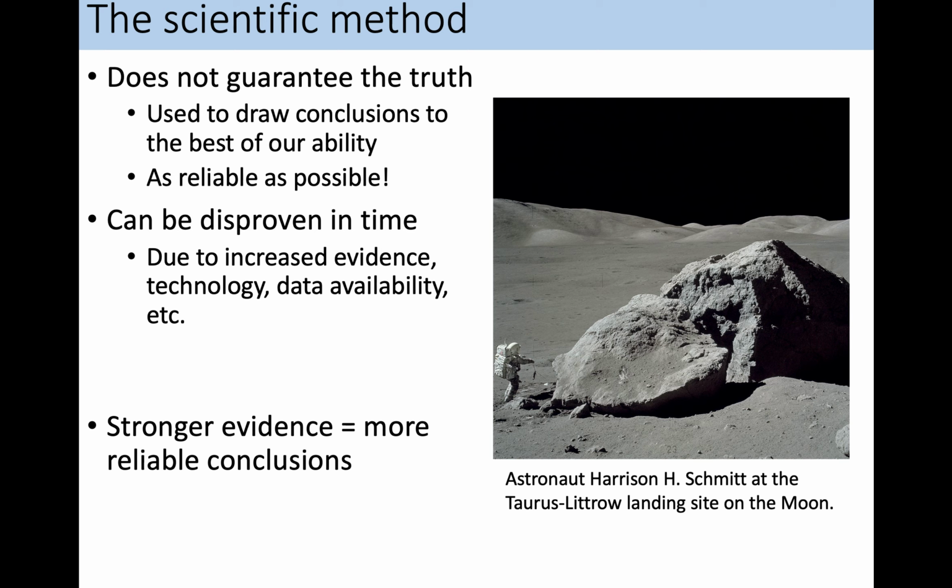So different hypotheses can be disproven in time. This is generally due to increased evidence, updated technology, so new ways to gather evidence, data availability, so increased data, something like Pluto. So Pluto, being a planet, was disproven as we learned about the other objects in the belt with Pluto. So the more evidence that you have, the more reliable your conclusions are. So the stronger your evidence, the more reliable your conclusions, the more you can trust the conclusion of this method.